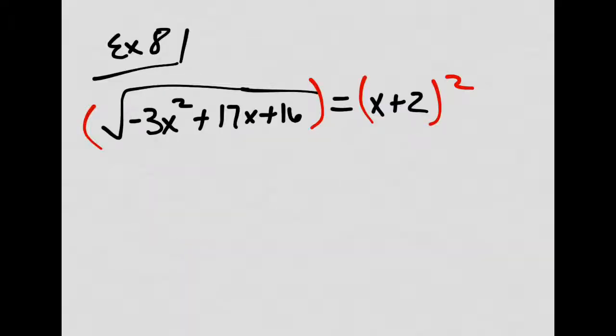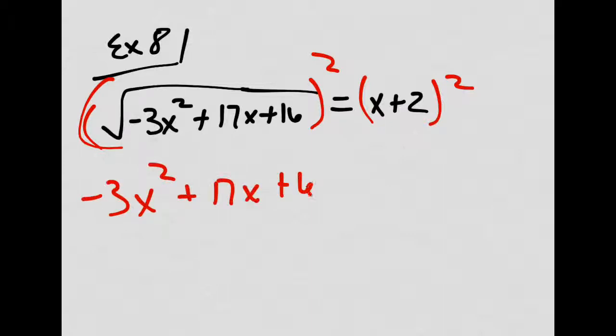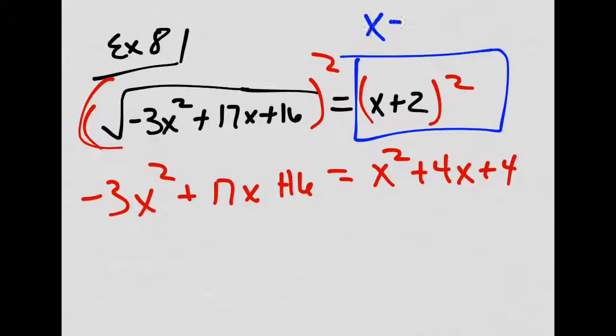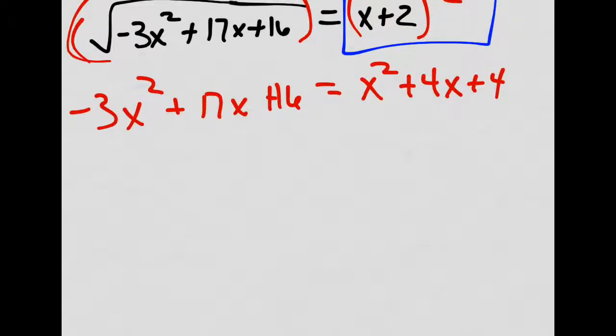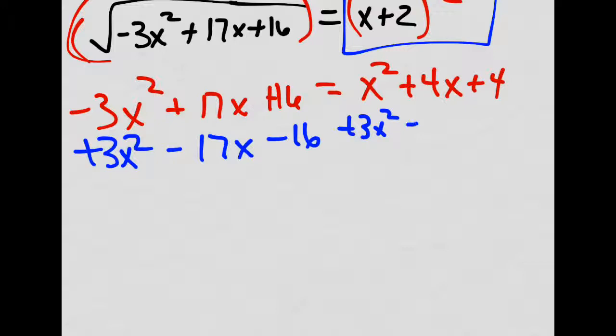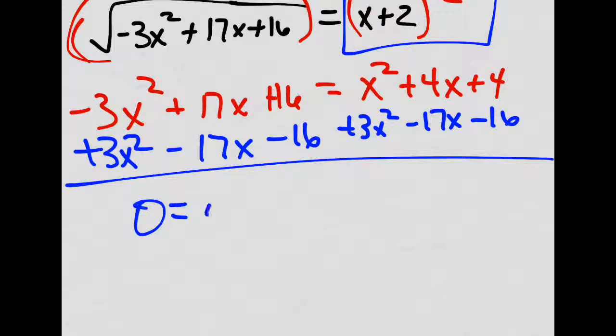We can square both sides right off the bat. So that gives me negative 3x squared plus 17x plus 16 is equal to x squared plus 4x plus 4. And just as a reminder, this part is really x plus 2 times x plus 2. So then I can move everything over. So that's plus 3x squared minus 17x minus 16. So 0 is equal to 4x squared minus 13x minus 12.